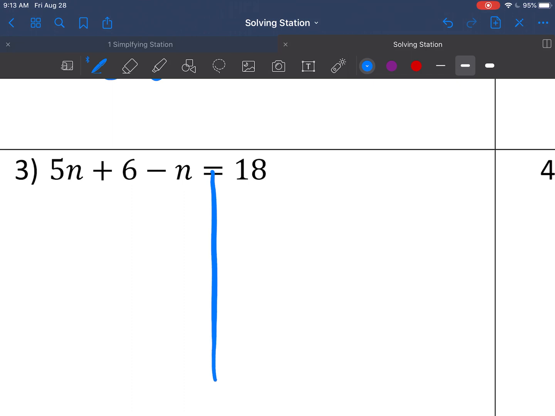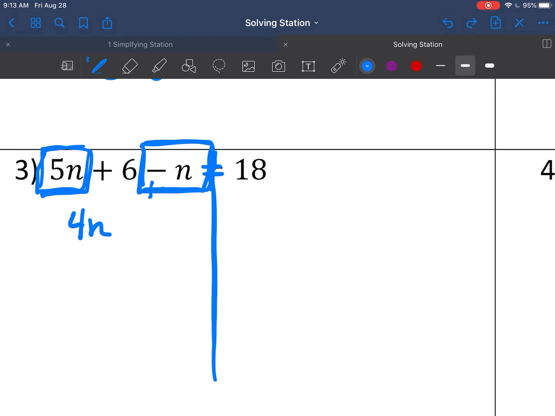Here's our equal sign. Looking at the left-hand side, this time I have 5n and negative 1n. Those are like terms, and they are on the same side of the equal sign, so I'm going to combine them. That leaves me with 4n. You don't want to do any inverse operations with variables that are on the same side.